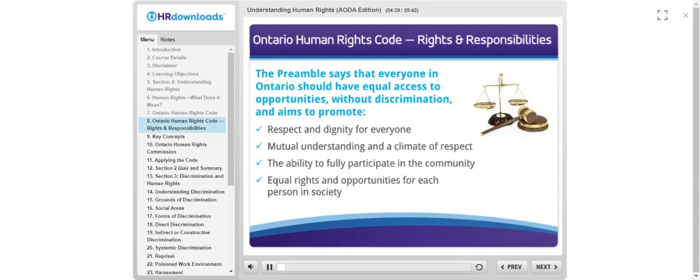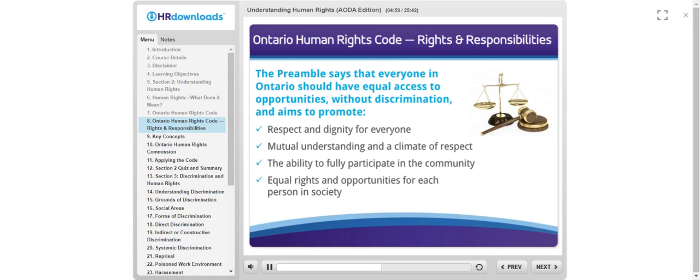The Preamble. The Preamble of the Ontario Human Rights Code introduces the important aspects of the Code and makes reference to the United Nations Declaration of Human Rights. The Preamble reinforces the idea that everyone in Ontario has the right to conduct their lives, their work, and their recreation time with respect and dignity.